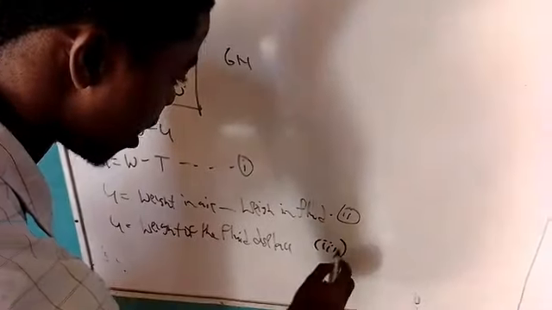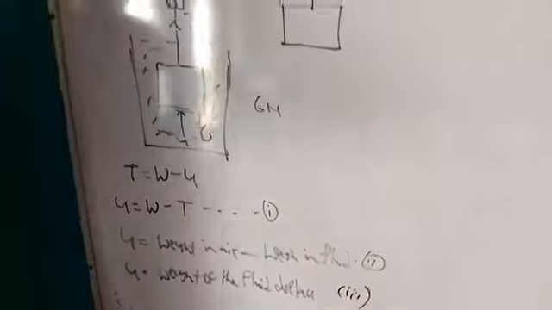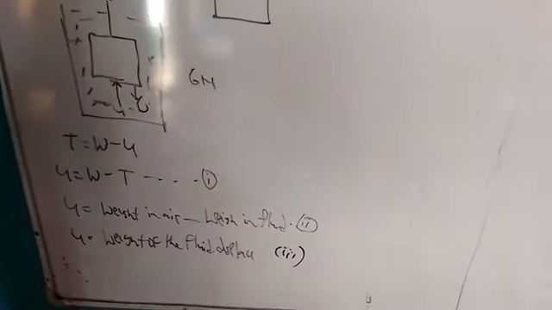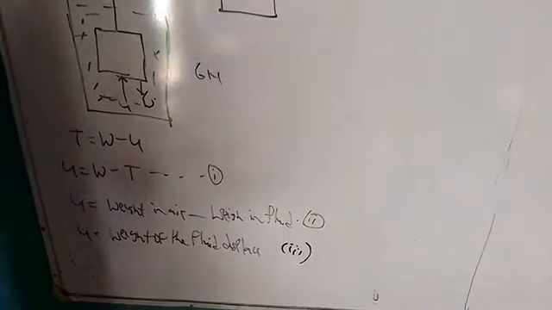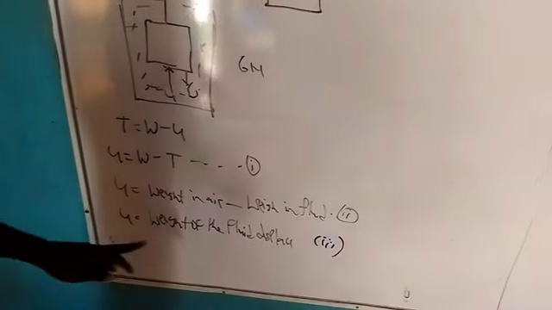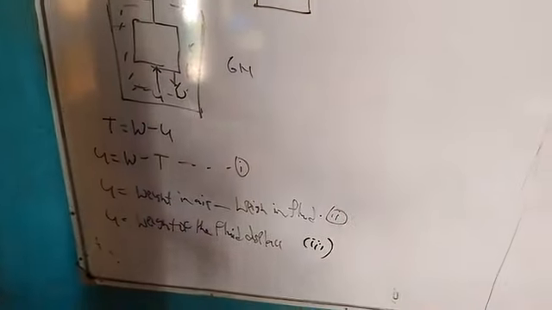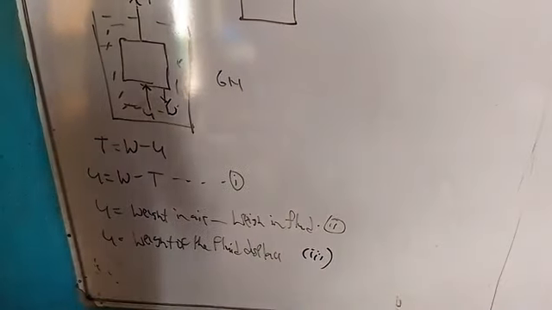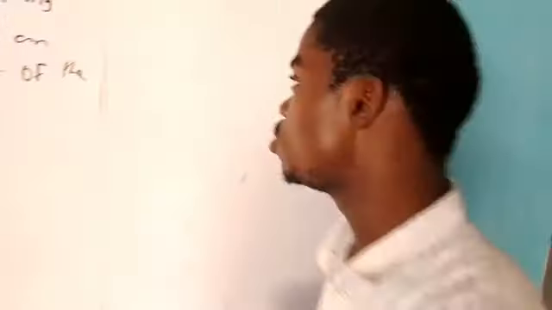So you see that so far we've discussed three formulas that you can use to calculate upthrust. Number one, you can use weight minus tension. Number two, you can use weight in air minus weight in fluid. Number three, upthrust is equal to weight of the fluid displaced. Let me explain the third one. Upthrust is not equal to the weight of the fluid, but equal to the weight of the fluid displaced.